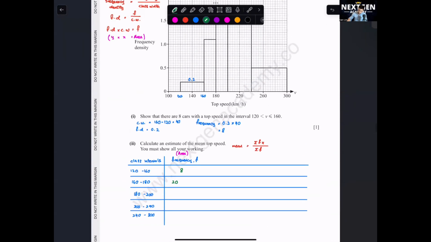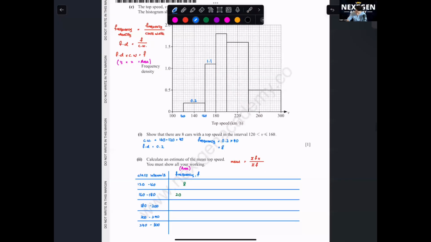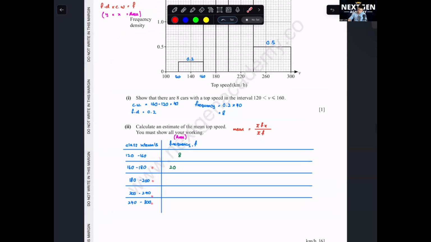Maybe what we do is we plot out all the frequency densities first. This is 0.2, over here is 1.1, then the next one is 1.8, next one 1.6, and then the next one is 0.5. Whatever values are on top, these are the frequency densities. Then the class width, you just take from here: 20, 20, 40, 60. Then you do the calculation.